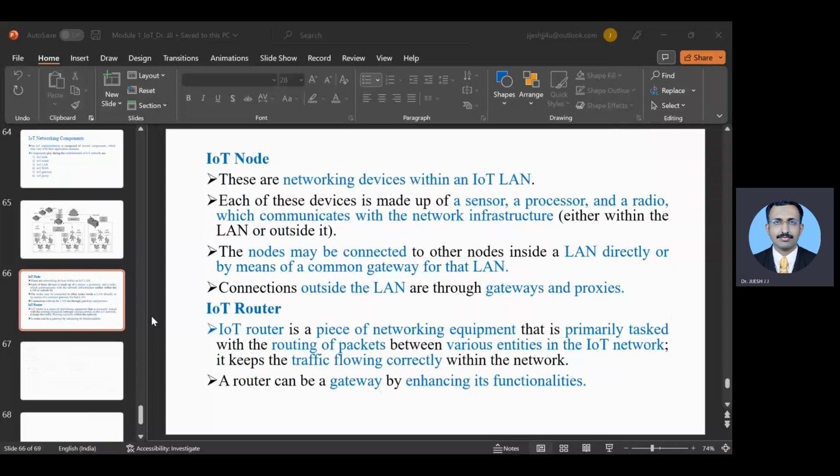Okay. So what is the next one? IoT gateway. So in the figure, what you have seen, IoT gateway.